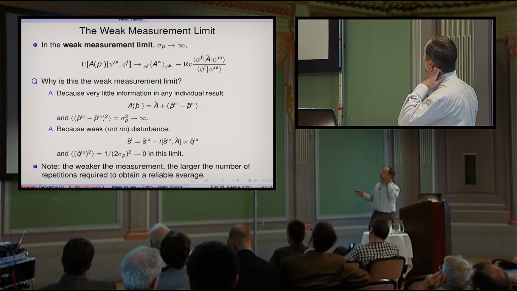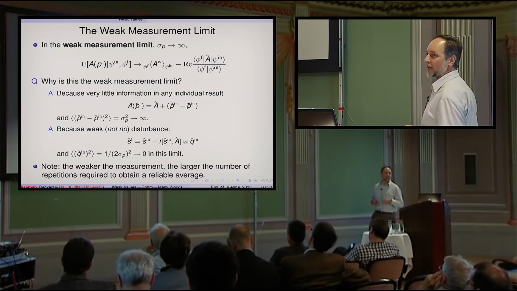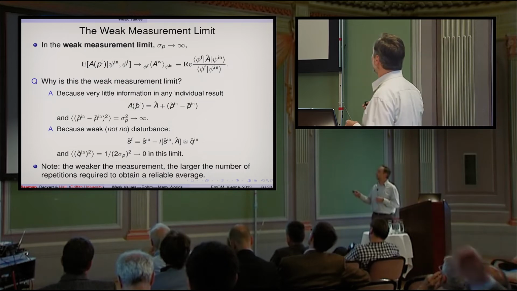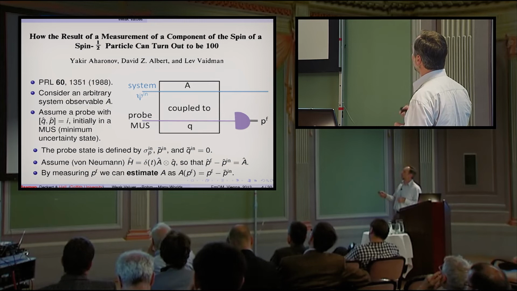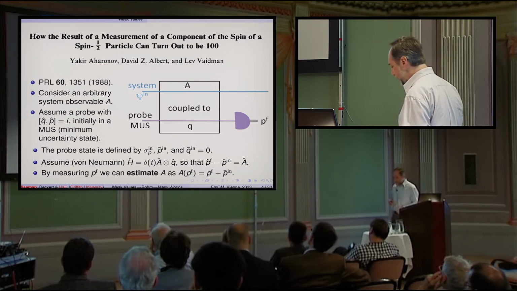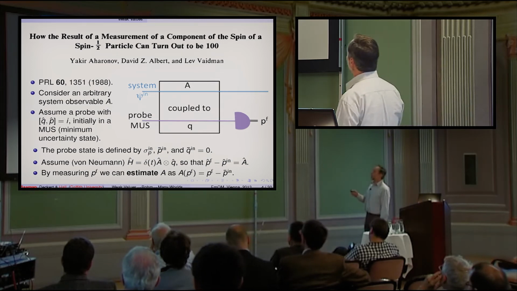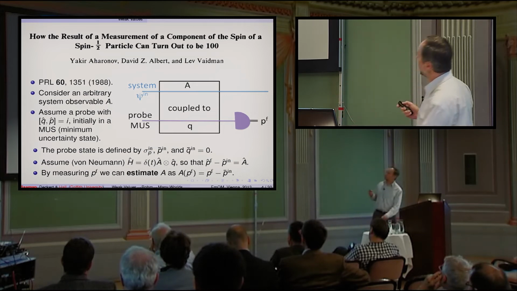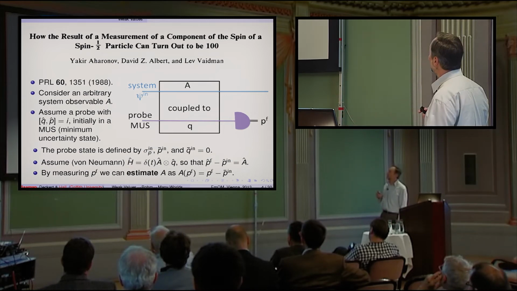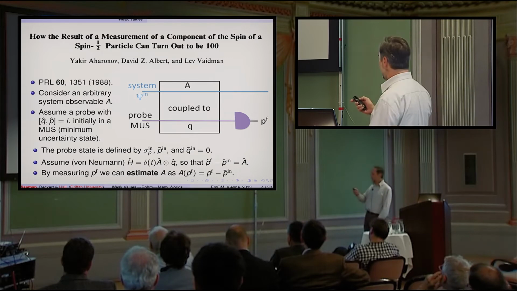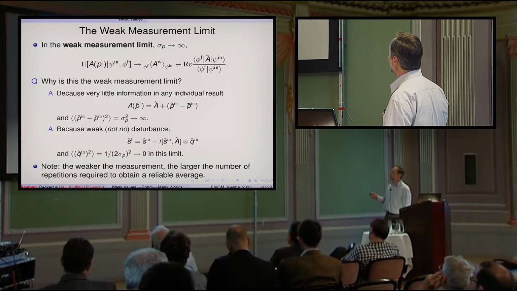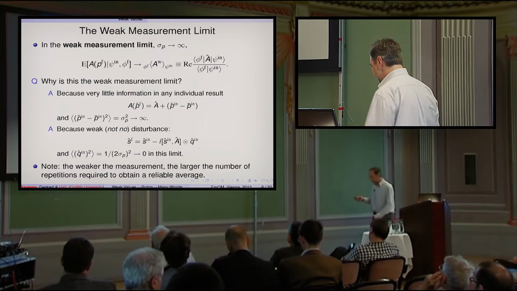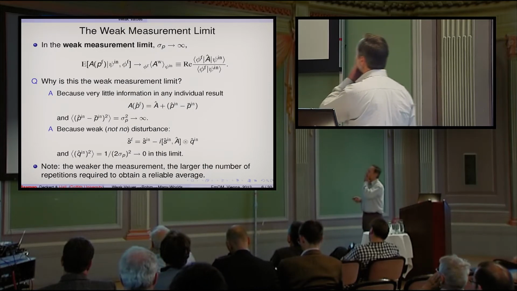Because on the bottom is this inner product between the initial and final states, and if that's small, then this can be very large. And that's why, and I should have pointed it out two slides ago, they could write a paper with a title like this: how the result of a measurement of a component of the spin half particle can turn out to be 100. Okay, so what they meant by that was that the weak value, this expectation value defined here, could be 100. It could be anything you like.